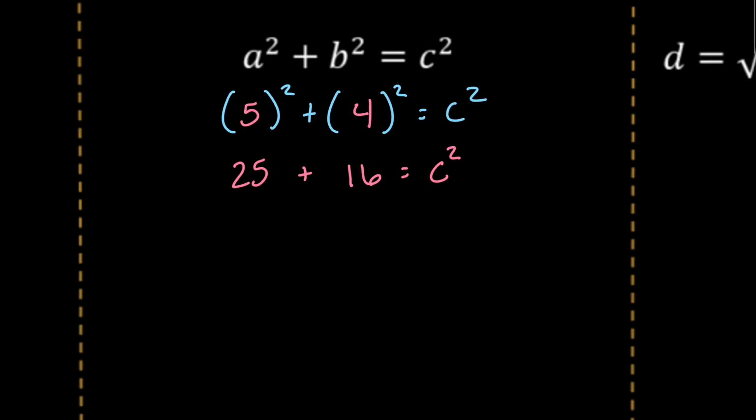And what's 25 plus 16? Is this my answer? No. Why not? Oh, the C is not all by itself yet. It's still being squared. So what is the opposite operation of square? Square root. What is the square root of C squared? C. And then what's the square root of 41?